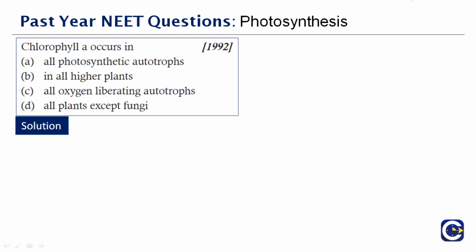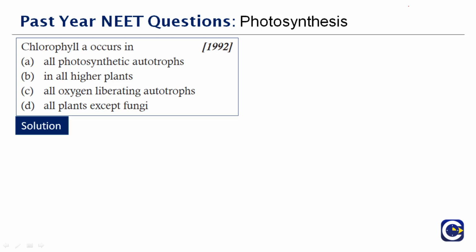So this question, which was asked in the year 1992: chlorophyll A occurs in dash. We've already discussed a lot about this. We have four options here: photosynthetic autotrophs, all higher plants, oxygen liberating autotrophs, all plants except fungi. When you talk about photosynthetic autotrophs, it's a very common process, right? Now, what is this chlorophyll A? What is the role of it?